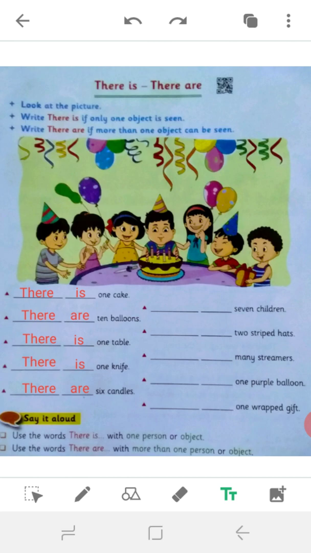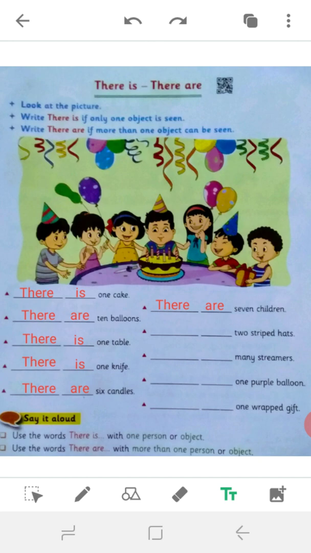Blank 7 children. Look, how many children are there in the picture? 7. Okay, so when there are more than one person, we use there are. So we will write there are in this blank. Okay? Read the sentence. There are 7 children. Okay, next.